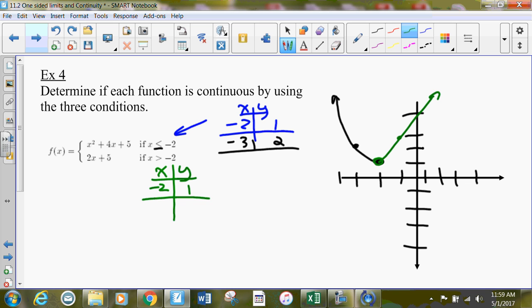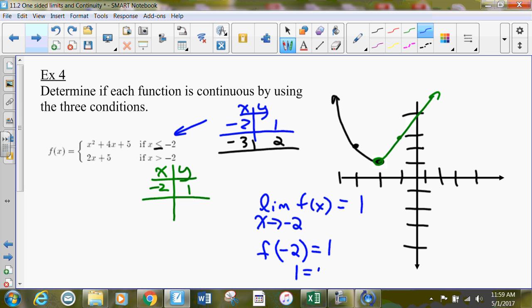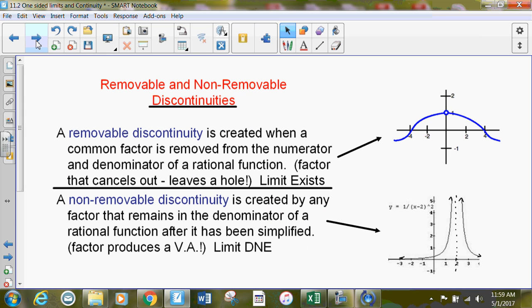Do we have continuity here? Absolutely. We have that the limit as we're approaching from the left and from the right, the limit of the function as we're approaching -2 is equal to 1, both from the left and from the right. We know that the value of the function when x is equal to -2 is also equal to 1. And we know 1 equals 1. So yes, they are continuous.